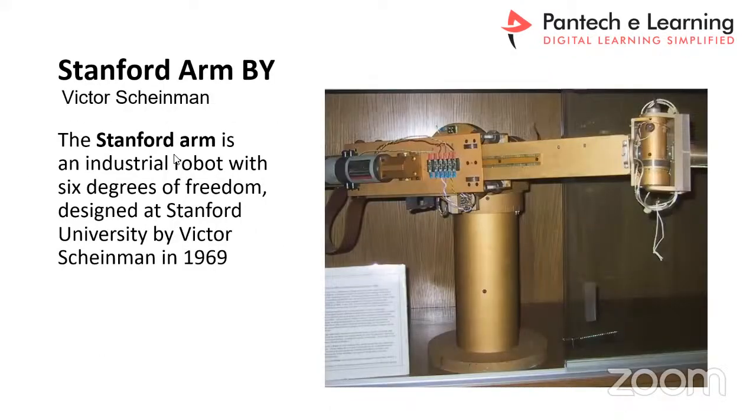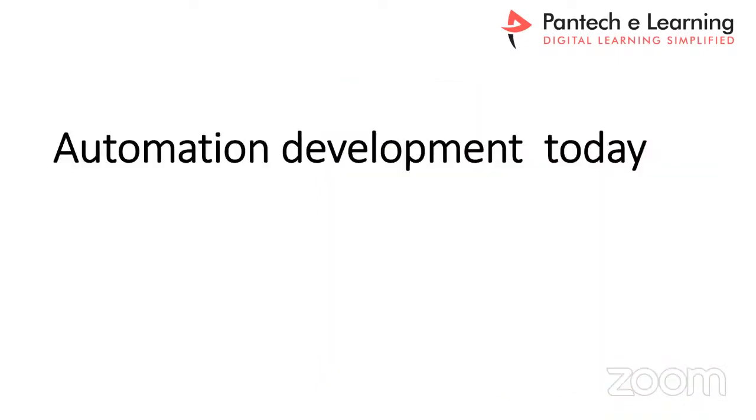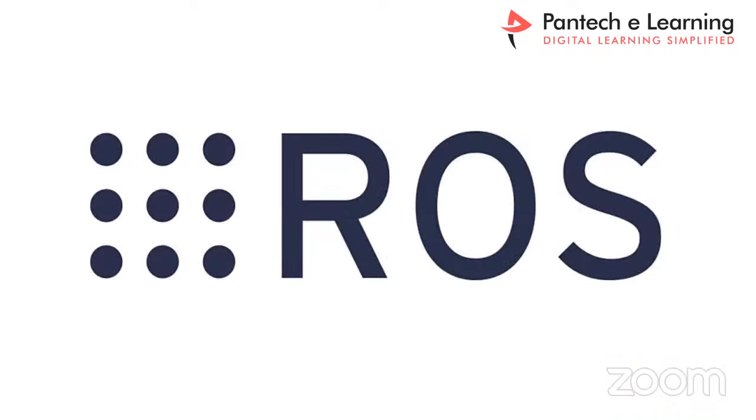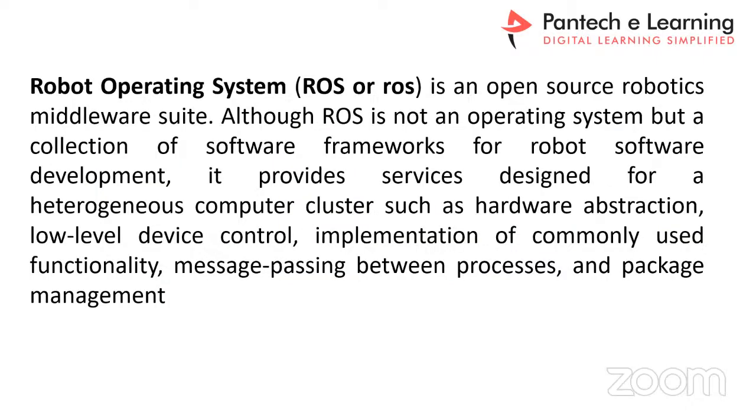Then the Stanford Arm, by Victor Scheinman. The Stanford Arm is an industrial robot with 6 degrees of freedom, designed at Stanford University by Victor Scheinman in 1969. Then, if you take robotics development today, we can talk about the Robot Operating System, ROS. The Robot Operating System is an open source robotic middleware suite.